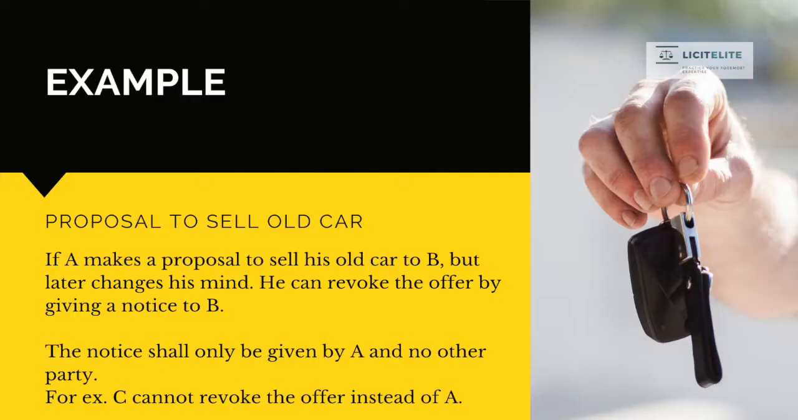So for example, if A makes a proposal to B to sell his old car and later A changes his mind, he can revoke the proposal by giving a notice to B. And the notice here shall only be given by A and nobody else. If let's say the revocation of proposal is given by C, who is the son of A, then there will be no revocation. The notice of revocation shall be sent by only A.